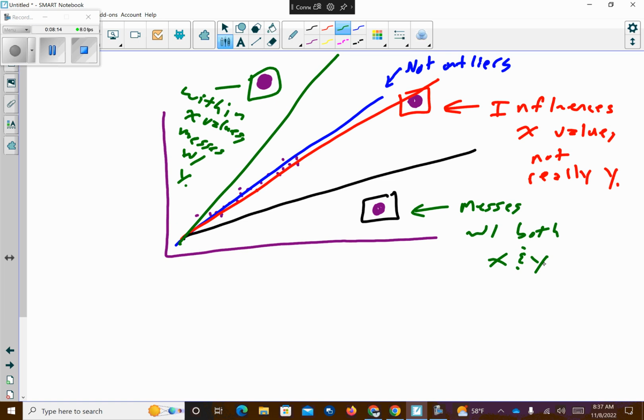Okay, but are there things that could be a true outlier that is the real data? And absolutely.